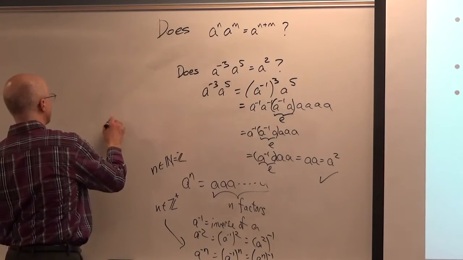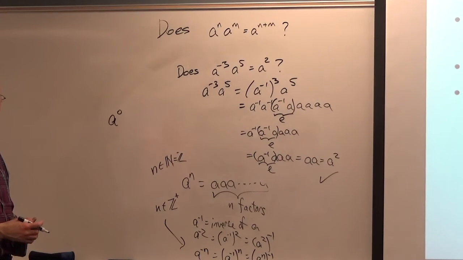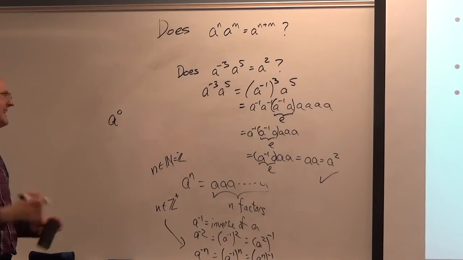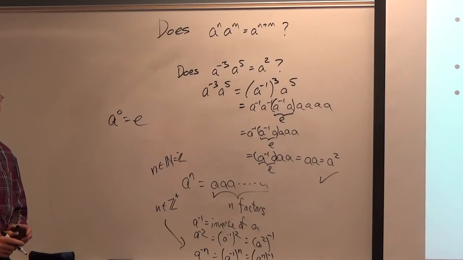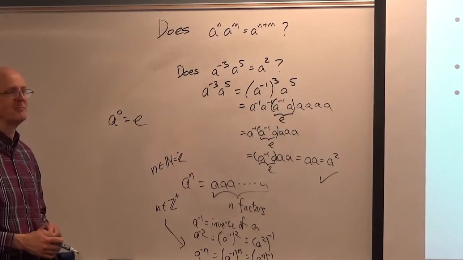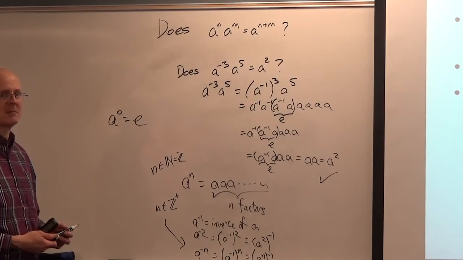What do you think A to the 0 should be? 1, which is really E, yeah. Not 2.71828. The identity. Which is 1 with multiplicative groups of numbers. It's the same as the number 1.